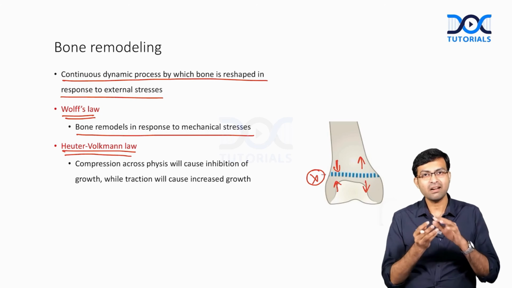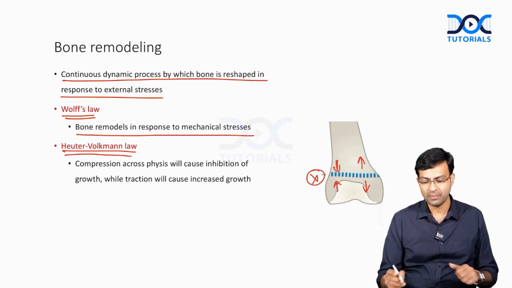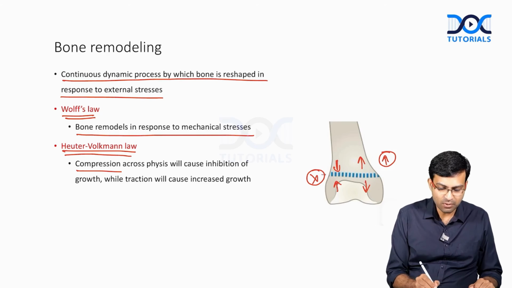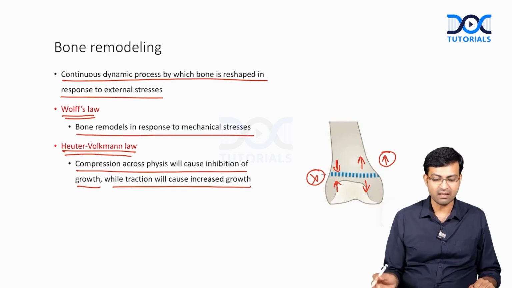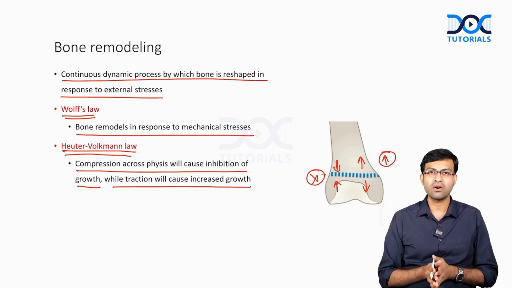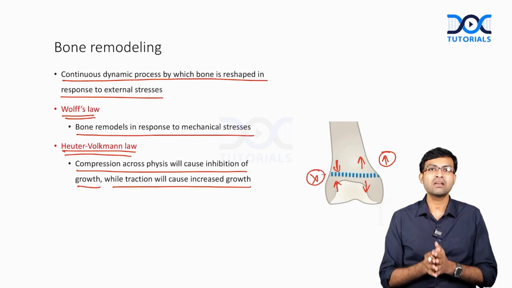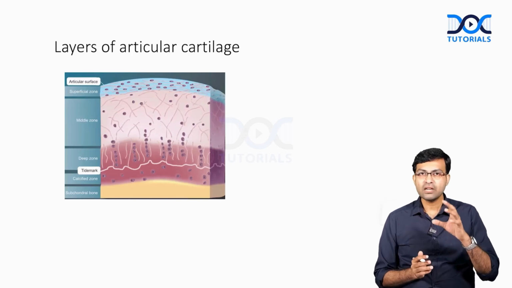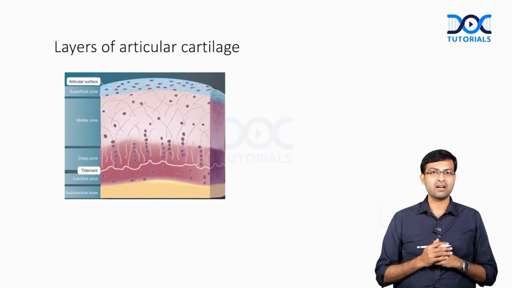Not too much. Gently stretch the physis. What will happen? It will increase the growth, isn't it? So compression across the physis will cause inhibition of growth, while traction will cause increased growth. This law is called Hueter-Volkmann's law. Two MCQs for you.